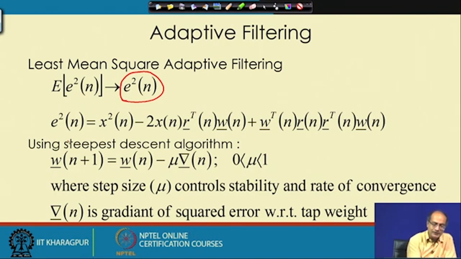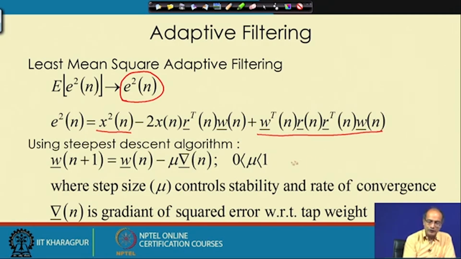So, we expand e squared n. We know that e n is x n minus the weighted reference signal. When we expand, we get these three terms. One is x n squared, then we get a cross term between x n and y n, which is generated out of the reference signal, and we get a square term out of that reference signal here.